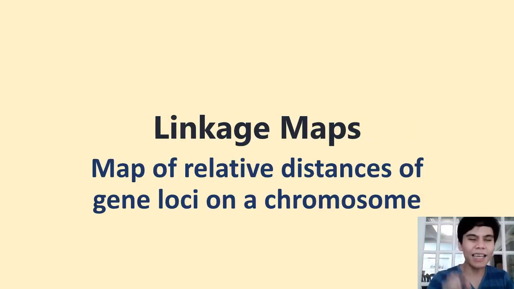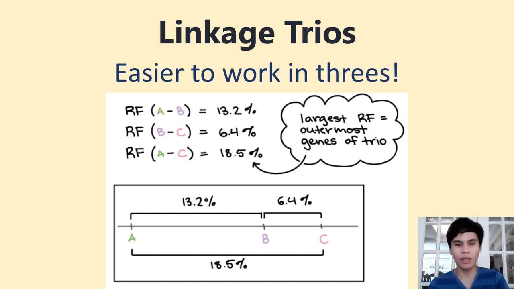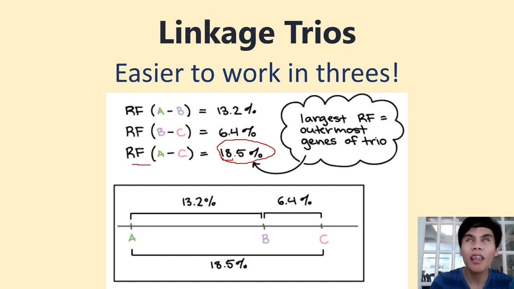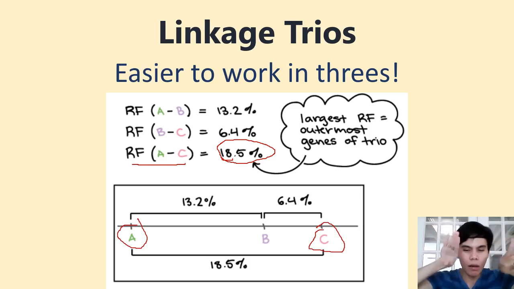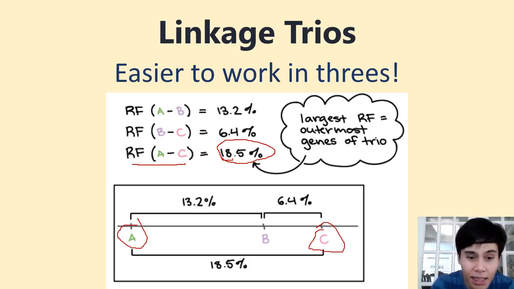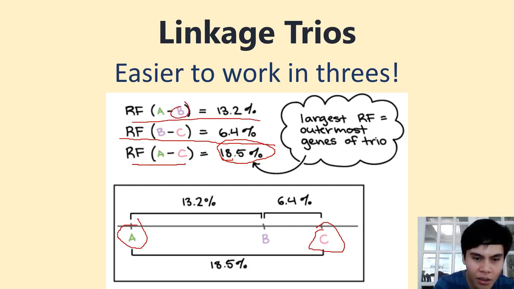Okay? So we can make linkage maps, which is a map of relative distances of gene loci, by comparing the frequencies. Yung malaking frequency, the largest frequencies, will be the ones that are on the outside. When we say outside, sina-sandwich nila yung dalawa pang genes. For example, in this case, the recombination frequency between A and C is the largest. So we can say that A and C are the ones on the ends of your chromosome. Whereas nasa gitna naman si letter B. Again, gene B should be in the middle, the locus of gene B.